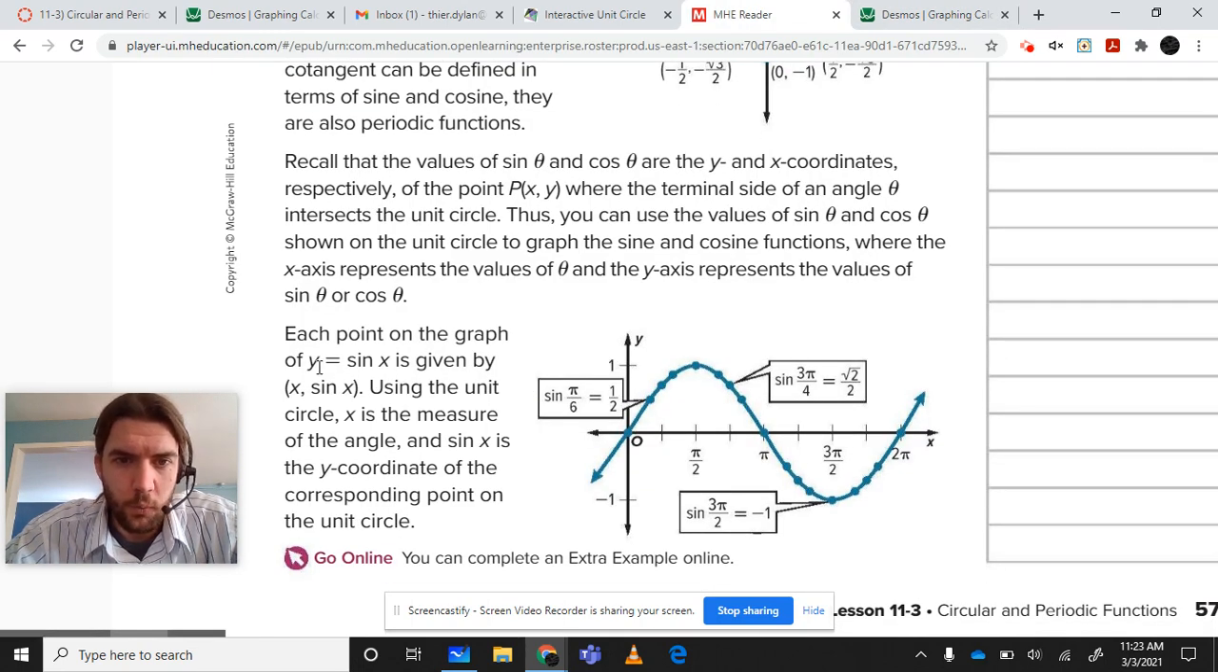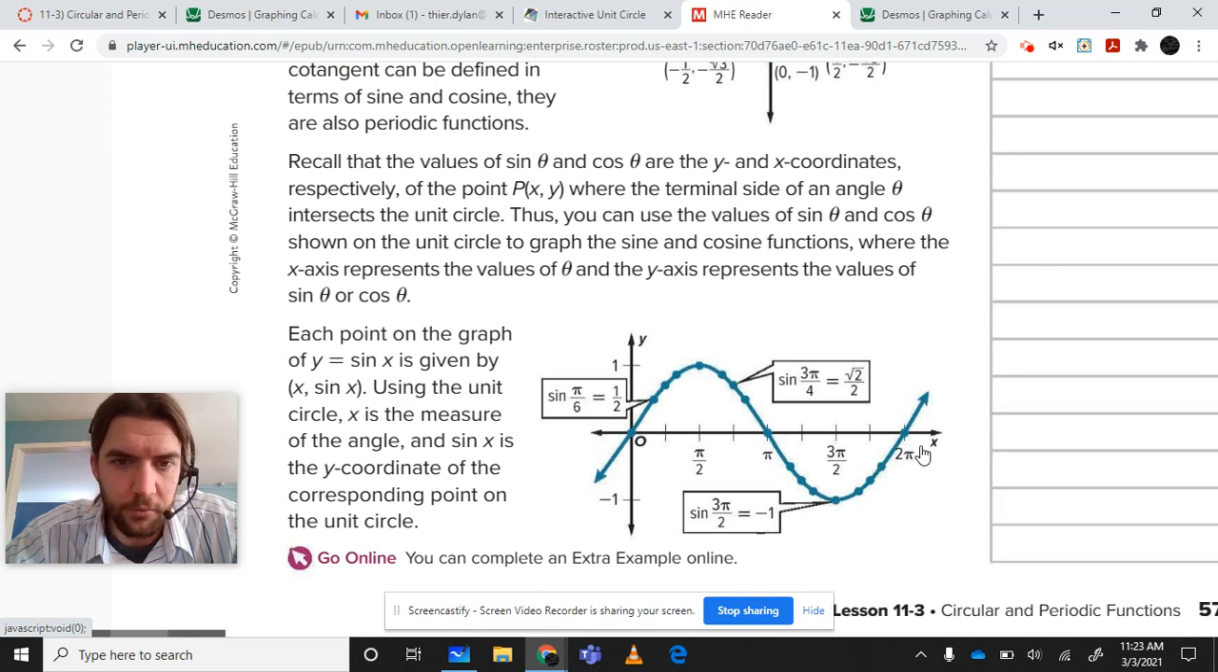Okay, each point on the graph y equals sine of x is given by x comma sine of x. So each point on this graph, let's talk about this point right here, the x location on this graph is the angle. It's that angle of pi over 2. And the y location is the sine of that angle. So that's kind of the gist that we want to get from this: this line on the graph is keeping track of the sine of the angle as the output, that's the height of the line, where the input is the angle itself.